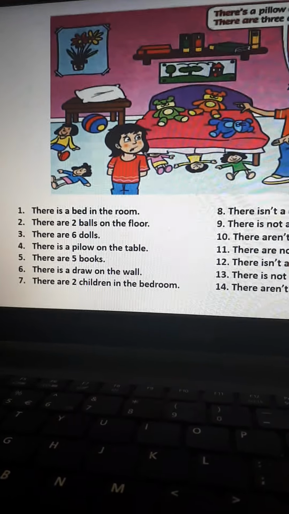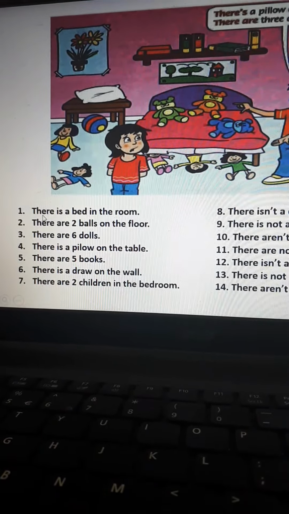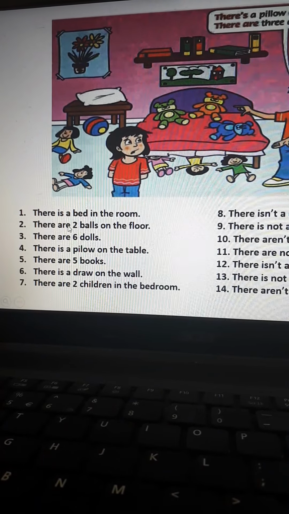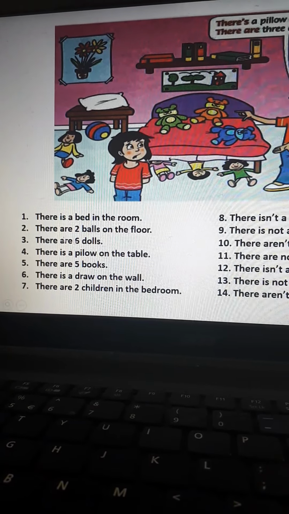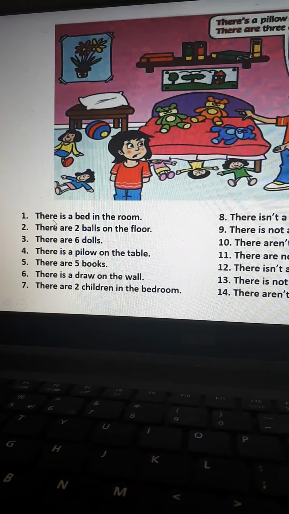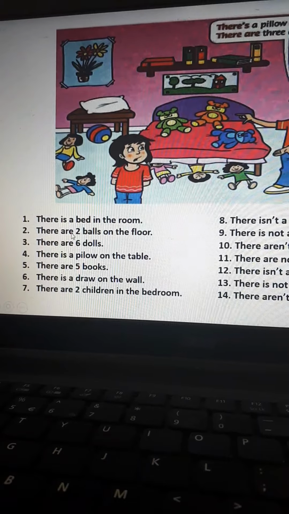Because the sentence or the statement begins with there is or there are. And the question is vice versa. Is there a bed? Are there two balls? Okay. Acuérdate muy bien de eso, ¿sí? La oración es con there is o there are, pero la pregunta siempre inicia con el is, ¿sí?